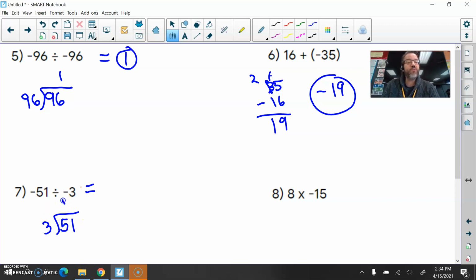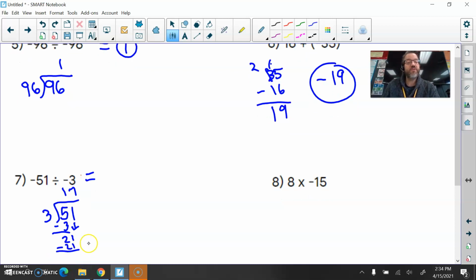3 goes into 5 one time. We get a remainder of 2. Let's bring down the 1 next. And 3 goes into 21 7 times. 7 times 3 is 21. So we get our remainder here of 0. And so our answer here is 17.